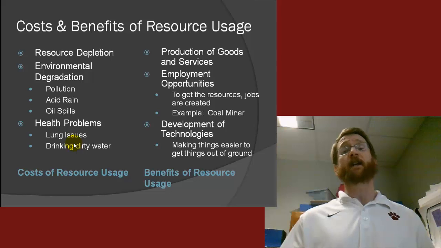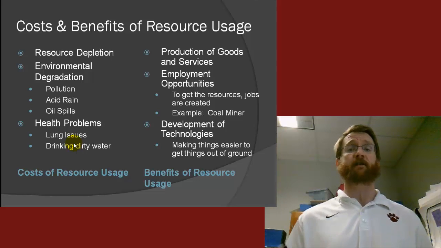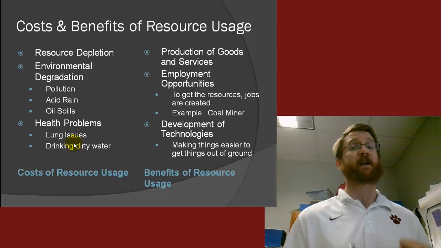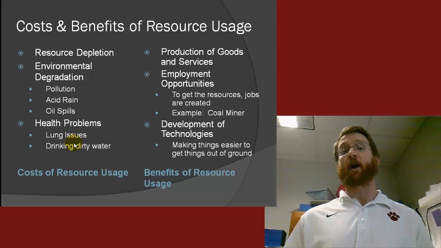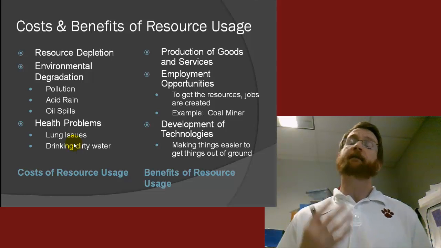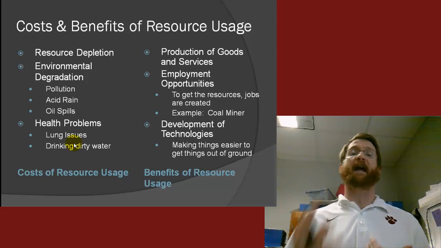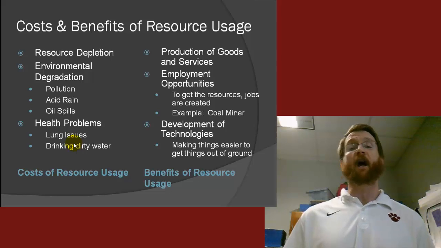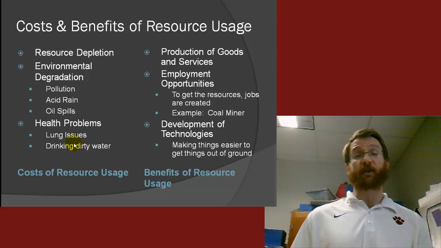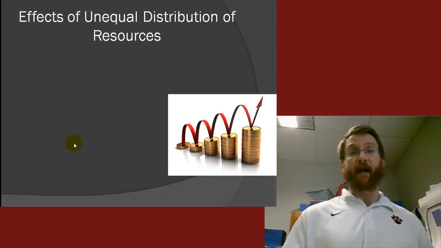So those are some of the costs and the benefits of using resources. And countries have to make decisions based on those priorities that I said earlier: environmental protection versus economic opportunity. Here in the U.S., we want to employ people. We want to have lots of economic opportunity. On the other hand, people in other parts of the world, Europe, for example, want to protect their environment.